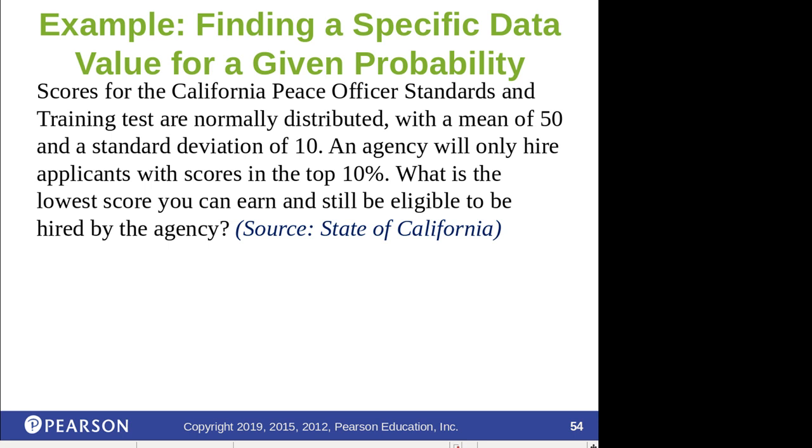All right, so let's look at this problem. I'll read it as written, and then we'll break it apart. Scores for the California police officer standards and training tests are normally distributed, with a mean of 50 and a standard deviation of 10. An agency will only hire applicants with scores in the top 10%. What is the lowest score you can earn and still be eligible to be hired by the agency?